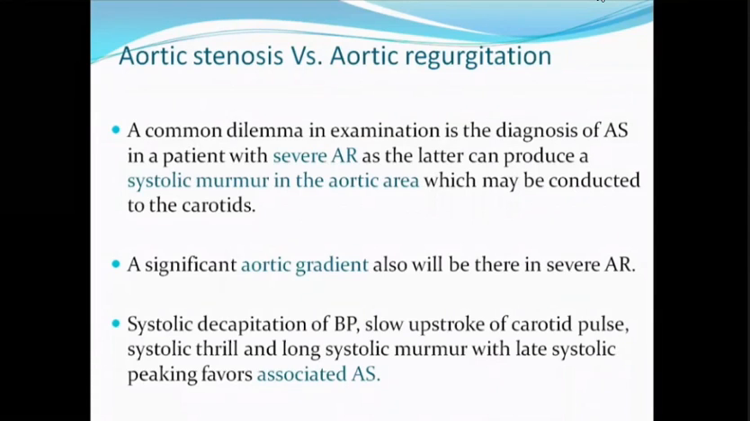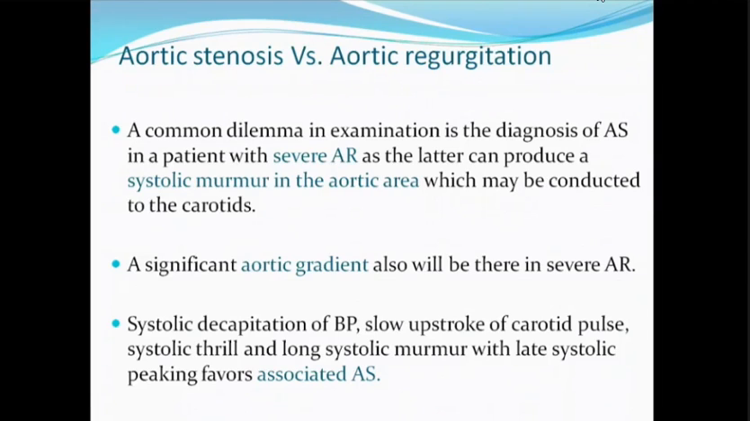Now, aortic stenosis versus aortic regurgitation. So if both lesions are present in one patient, like aortic stenosis with AR, which is the more predominant lesion? A common dilemma in examination is the diagnosis of aortic stenosis in a patient with severe aortic regurgitation, as the aortic regurgitation can produce a systolic murmur in the aortic area, which may be conducted to the carotids. So it is very difficult to decide whether it is just isolated severe AR or AR plus AS. A significant aortic gradient also will be there in severe aortic regurgitation patients.